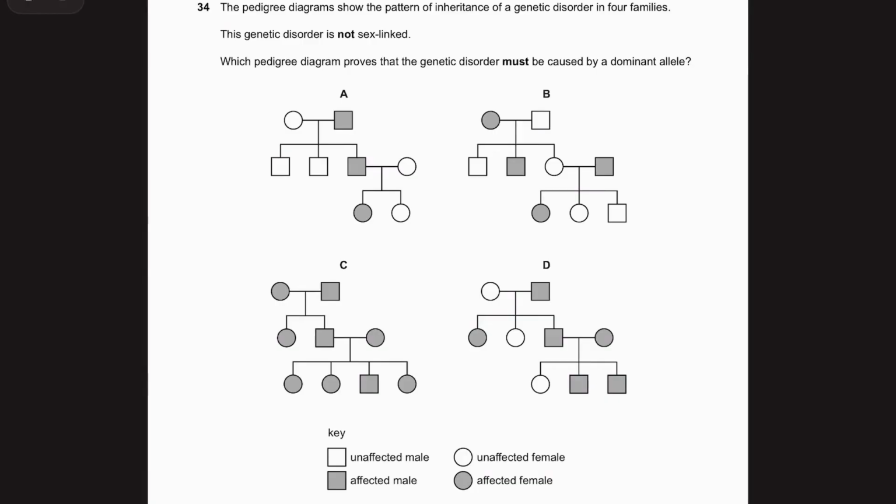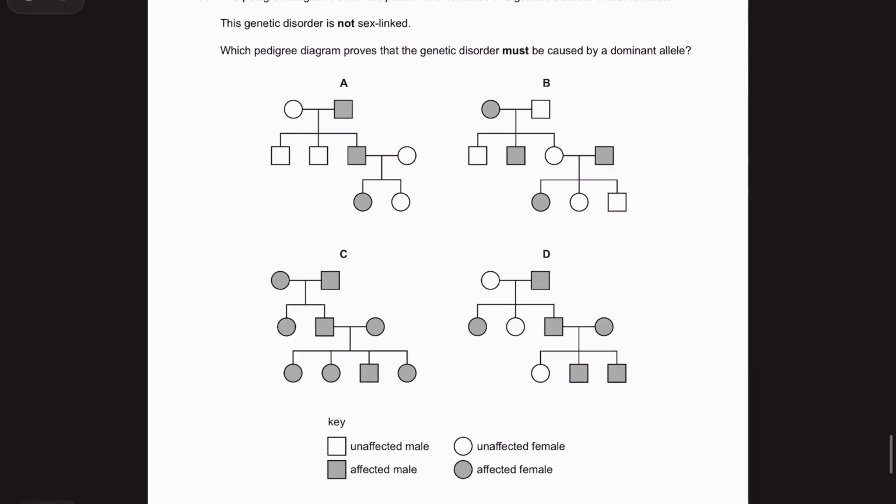Okay, so question 34 is a great puzzle, but you can't just be good at puzzles, you have to be great at genetic puzzles. It says, the pedigree diagrams show the pattern of inheritance of a genetic disorder in 4 families, families A, B, C, and D. This genetic disorder is not sex-linked. Then it asks which pedigree diagram proves that the genetic disorder must be caused by a dominant allele.